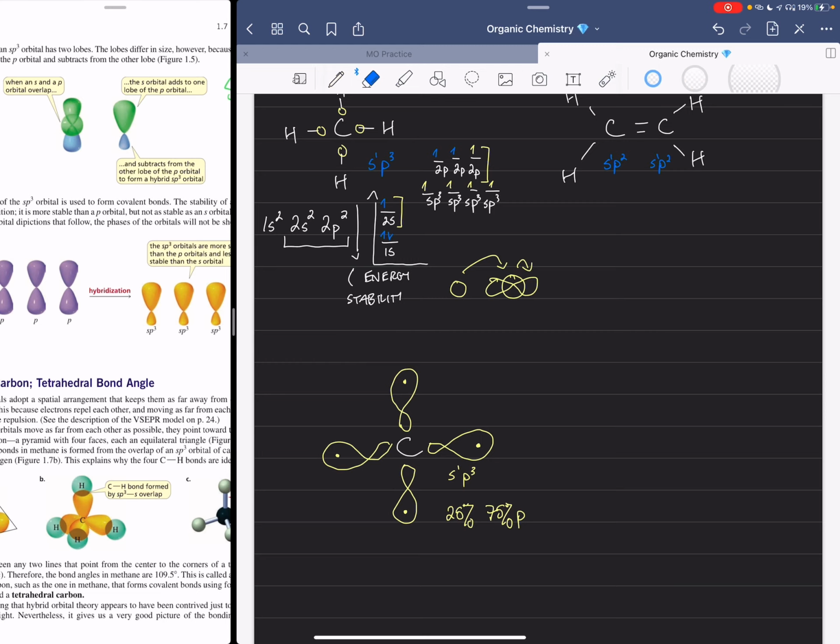Okay. And what happens in methane is that you have your hydrogen, which just has an s, and your s and your p overlap. And these are all sigma bonds. Sigma bonds.